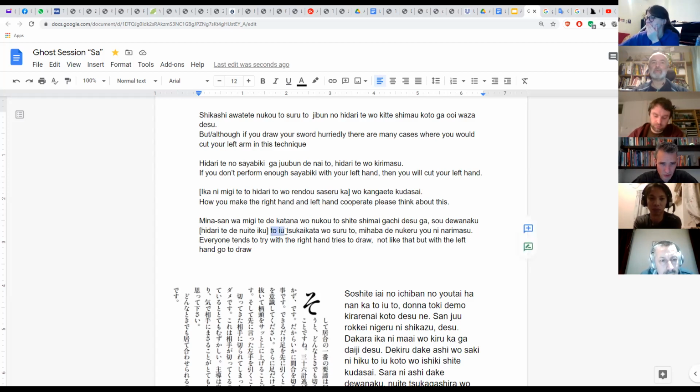Toyu tsukaikata o suru to. So this toyu really just describes this previous thing. Yeah, kind of. It basically makes it a modifier for tsukaikata. What does tsukaikata mean? Way of using. Yes, exactly. O suru to.